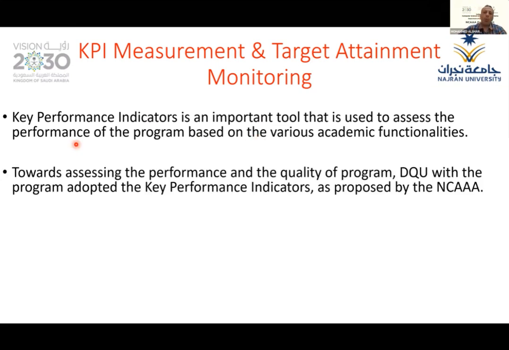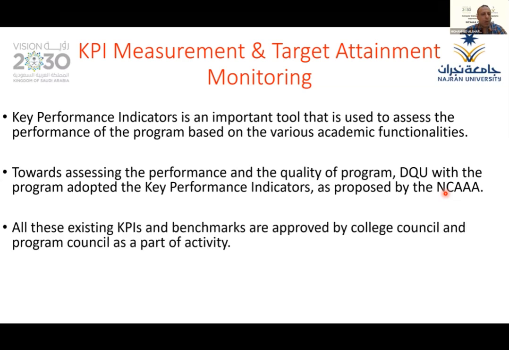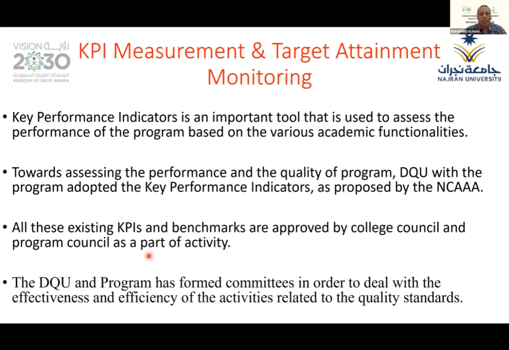In the programs and DQU, we propose to adapt NCAA. We said it's not our choice, you have to take it. You can add extra ones, in a limited number, but you have to take at least 17 KPIs from NCAA. Based on that, we took them. All these existing KPIs and benchmarks are approved by the College Council and Program Council. We form committees based on the standards.